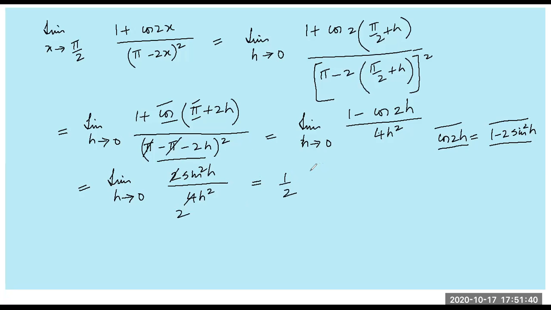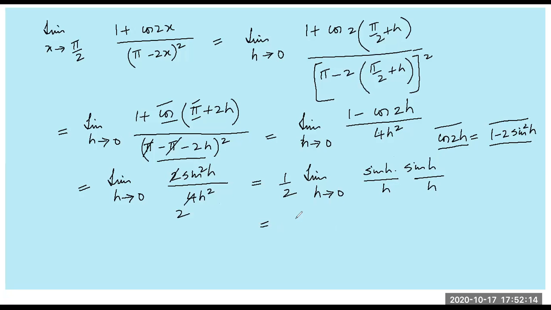So we are having limit h approaches 0, sine square h. Can you help doing this? So sine square h is basically, sine square h is what? I can write sin h into sin h divided by h into h. So my job is done.